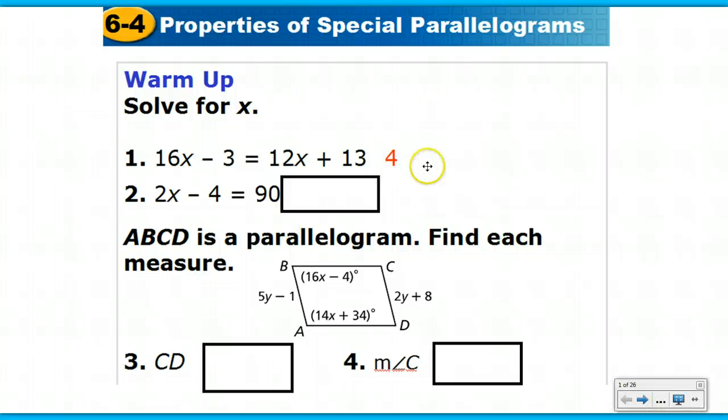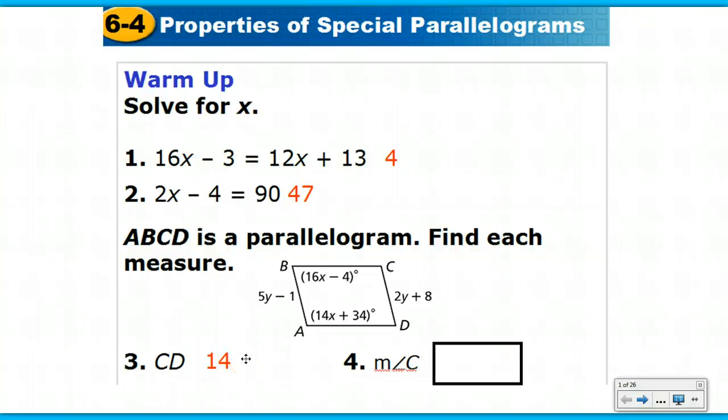And x equals 4. And x equals 47. And again, we know a parallelogram has opposite congruent segments, right? So CD is 14 when you solve for y. And then you substitute, and the measure of angle C must be 104.